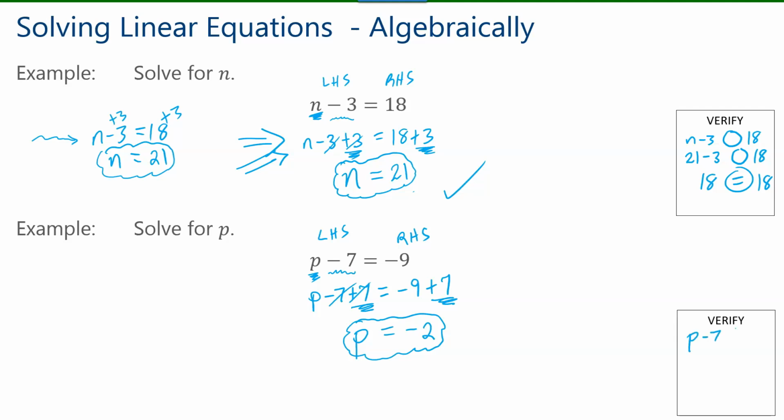Let's do a check. P subtract 7, -9. In place of the p, we put our -2. -2 subtract 7, and -2 subtract 7 is indeed -9. P equals -2 must be correct. And right now, I'd like you to take a little break, take a few minutes to let those examples sink in, and then proceed to the next video in this lesson that will further examine examples of this form.